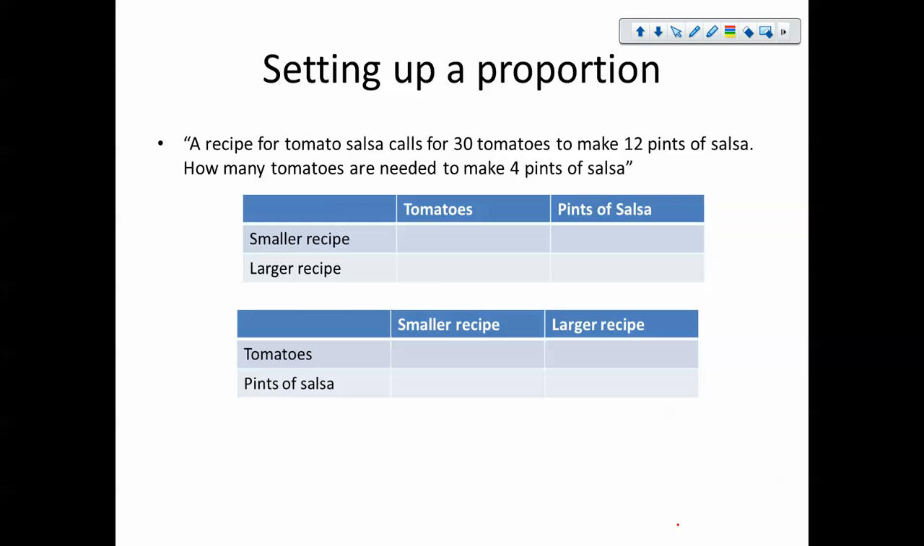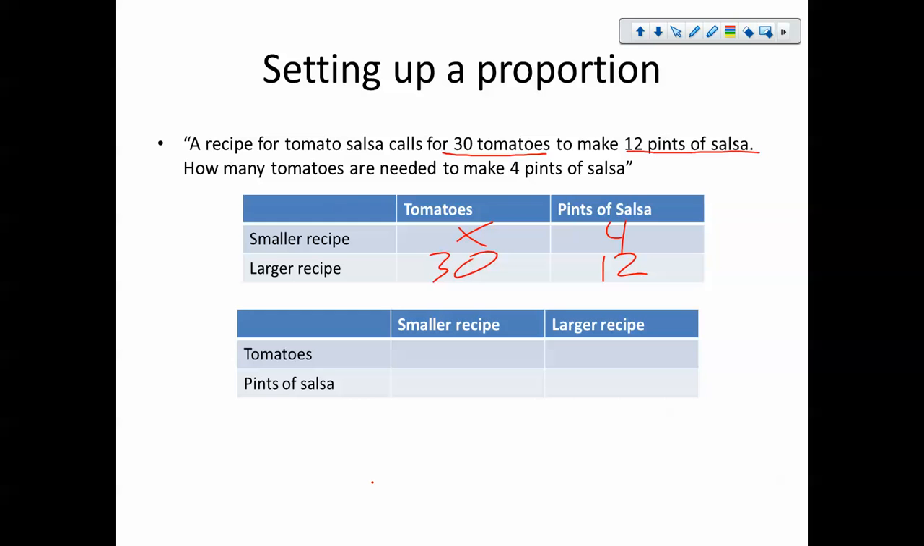Let's do a proportion in context this time. So a recipe for tomato salsa calls for 30 tomatoes to make 12 pints. How many tomatoes are needed to make 4 pints of salsa? So let's write what we need for the larger recipe first, because this is the large one, 12 pints of salsa. So 30 tomatoes makes 12 pints of salsa. They want to make 4 pints of salsa, so how many tomatoes do we need?